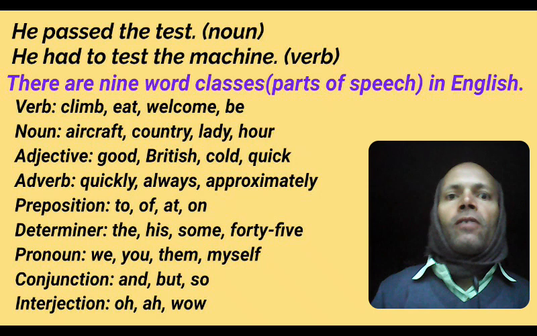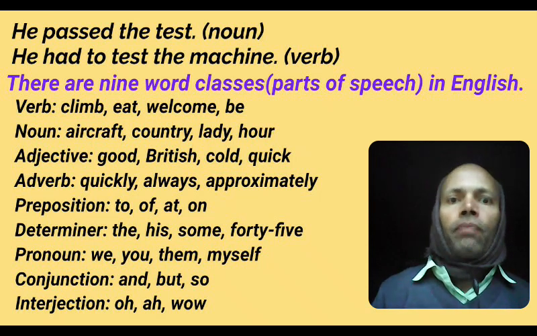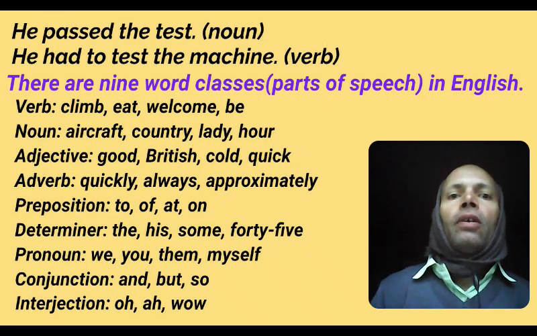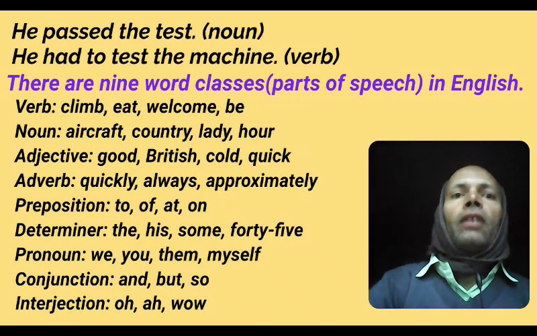The fifth part of speech is preposition, and a few examples are to, of, at, on, etc. The next part of speech is determiner, and a few examples are the, his, some, 45. The next part of speech is pronoun, and a few examples are we, you, them, myself. The next part of speech is conjunction, and a few examples are and, but, so. The next part of speech is interjection, and a few examples are oh, ah, wow. So these are the 9 word classes in English grammar.